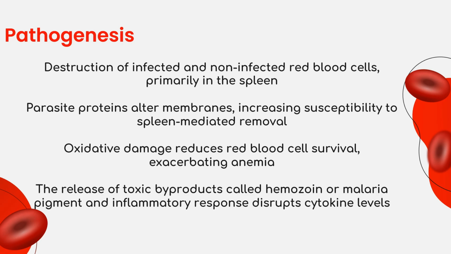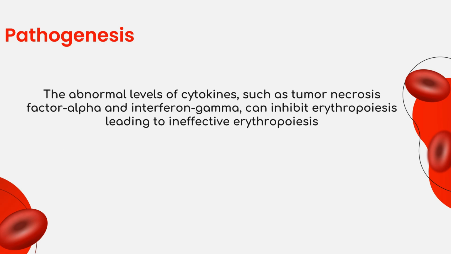Malaria parasites also digest hemoglobin, resulting in the formation of toxic byproducts called hemozoin, or malaria pigment. When red blood cells rupture during schizogony, these toxic metabolites, along with other substances, are released, triggering an inflammatory response and causing an imbalance in cytokine levels. The abnormal levels of cytokines, such as tumor necrosis factor alpha and interferon gamma, can inhibit erythropoiesis, leading to ineffective erythropoiesis. This disruption in red blood cell production further contributes to anemia in individuals affected by malaria.